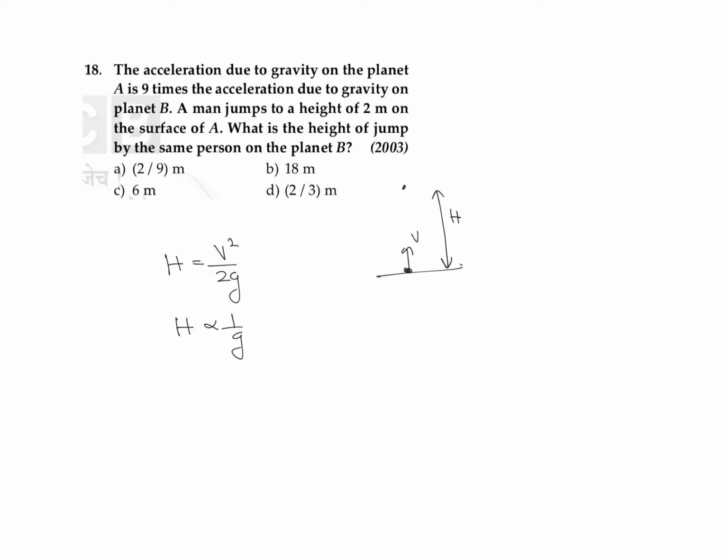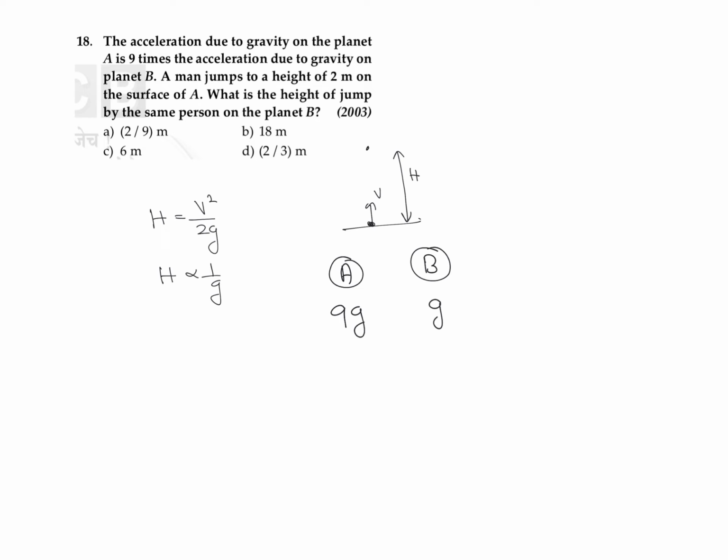In the question it is given that the acceleration due to gravity on planet A is 9 times the acceleration due to gravity on planet B. So if you take planet A as 9g, then on planet B it is nothing but g. A man jumps to a height of 2 meters on the surface of A, so h over here is given as 2. Then what is the height of jump by the same person on planet B?